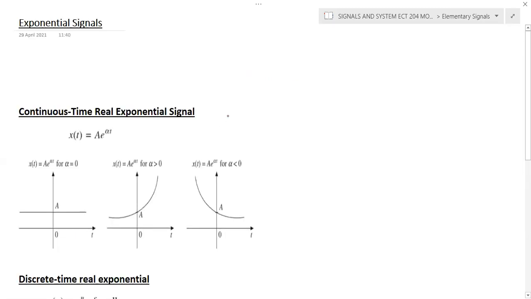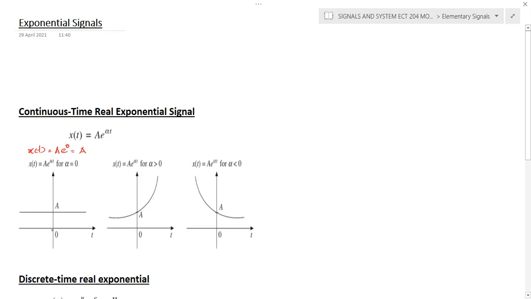Now we'll start with the exponential signal. When you write an exponential signal, this is the general form: x of t is equal to A e raised to alpha t. We'll take a special case that alpha value is equal to 0. If alpha is equal to 0, the equation becomes x of t equals A e raised to 0, and e raised to 0 is equal to 1, which is equal to A. So irrespective of t, the function magnitude is A.